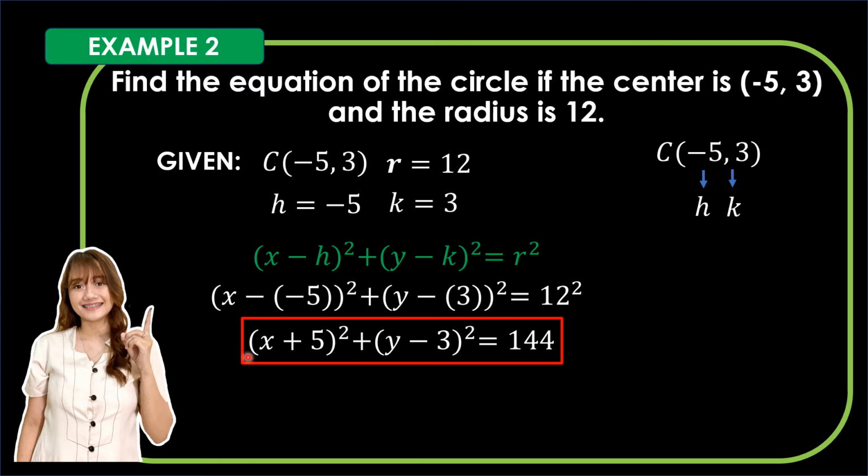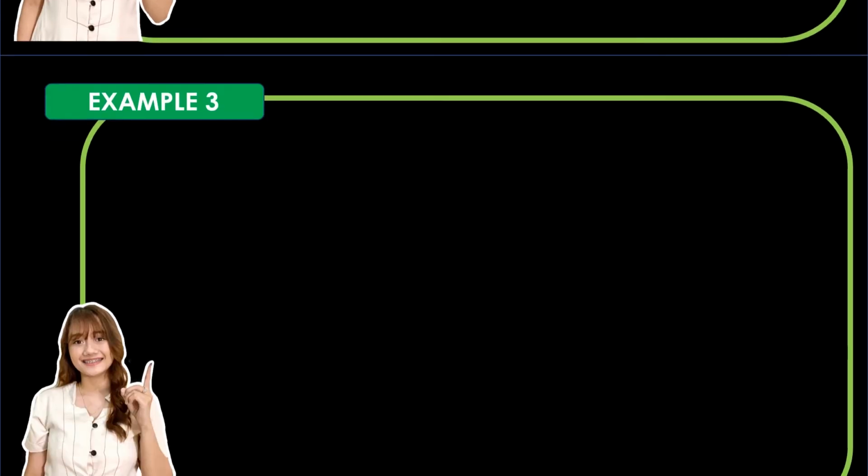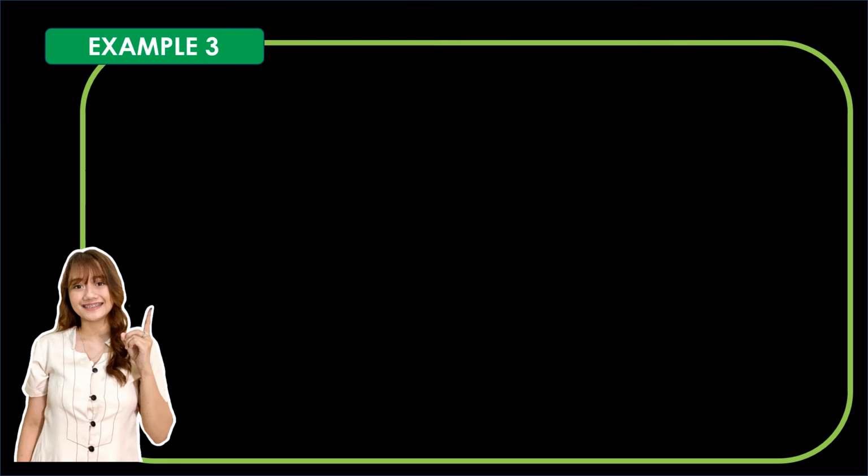We have the quantity x plus 5 squared plus the quantity y minus 3 squared equals 144. Now, let us have another example.